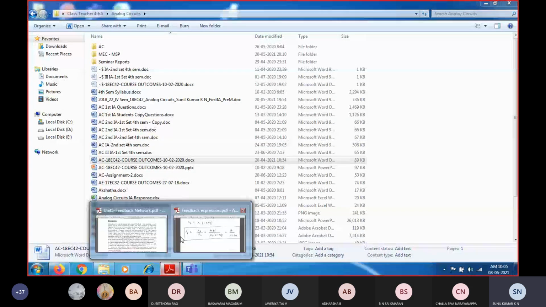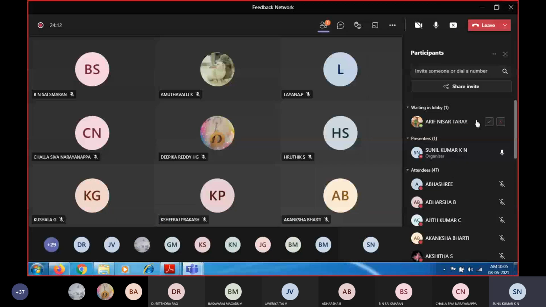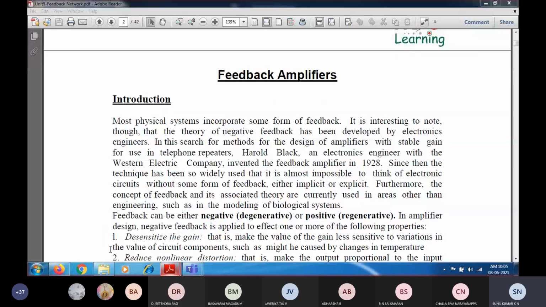And after seeing all these things, we found out in the first module how to provide a stabilized bias network. Once the stability of the network is achieved, the amplifier will be operating at the corresponding Q point. When it is operating at the Q point, the current as well as voltage characteristics also get fixed.